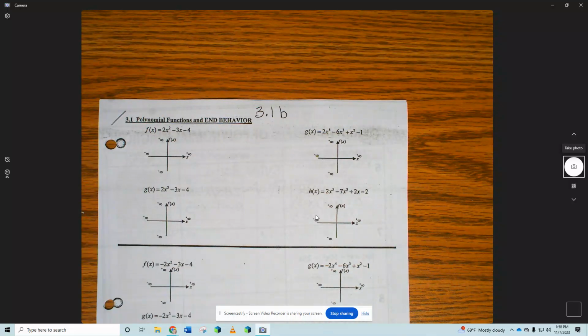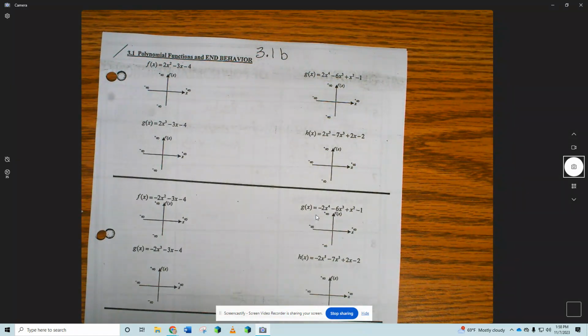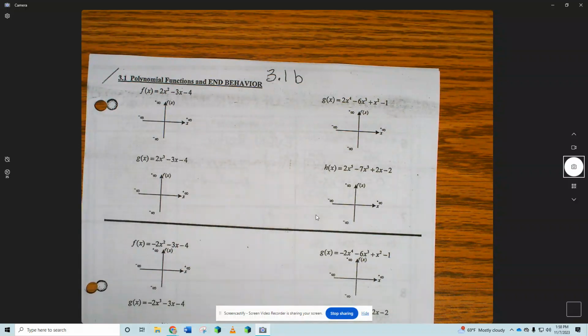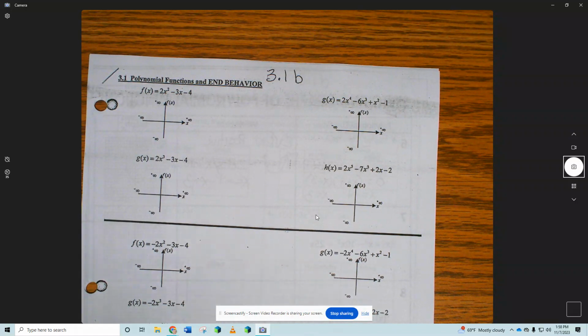Okay. Hi, guys. So we are in chapter 3. This is the second day of chapter 3.1, and we are talking about what a graph does when the arrows go in one direction, and maybe the graph has lots of ups and downs and turns in the middle of it. The exponent of the polynomial is a big deal. That matters. And it also matters if the first number is positive or negative.